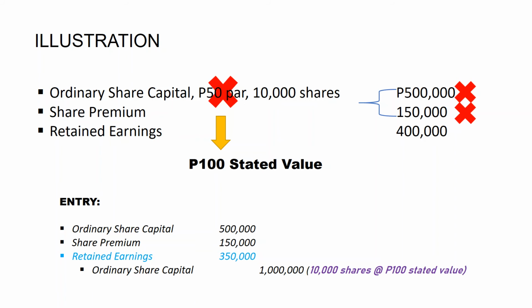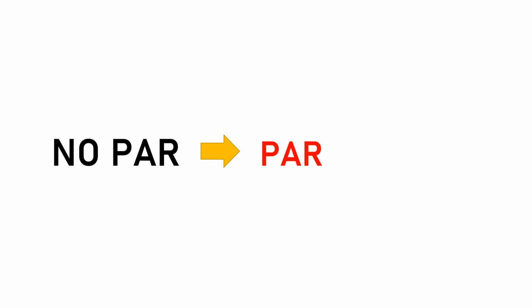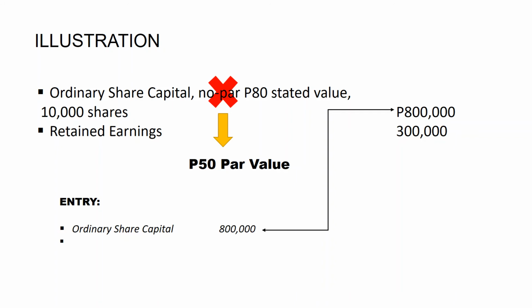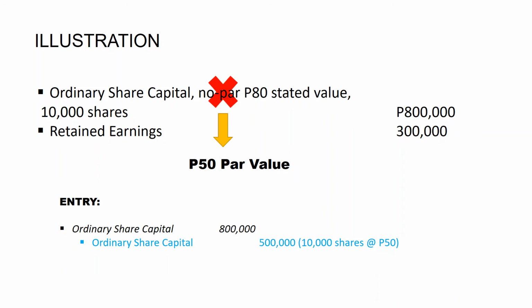Change from no par to par. In this illustration, we cancel the no par 80 pesos stated value and issue new shares at 50 par value. The entry to record, we debit ordinary share capital in the whole amount of 800,000. We credit ordinary share capital for the new issuance. For the computation, we get 10,000 shares at 50 pesos par value amounting to 500,000. For the excess, we credit share premium recapitalization in the amount of 300,000.